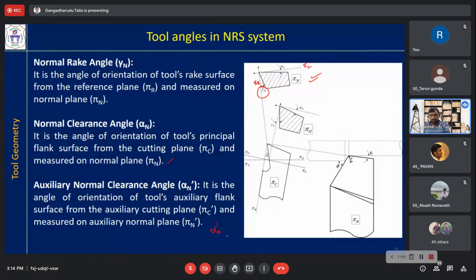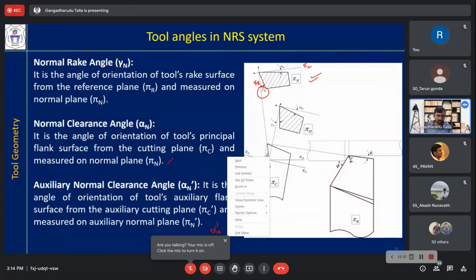So here the thing you have to understand is pi n plane is perpendicular to the principal cutting edge and it need not be perpendicular to pi r and pi c. The angle between pi n and pi o is lambda. So those are the things you have to identify.